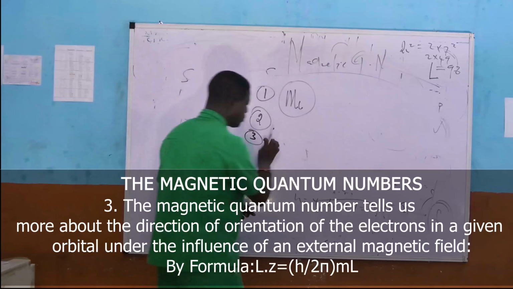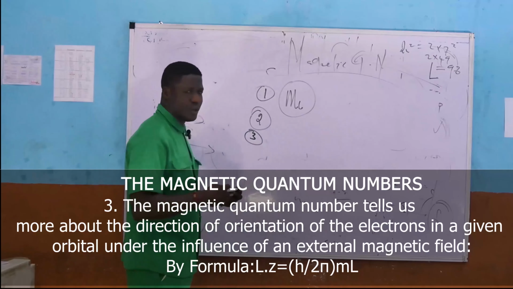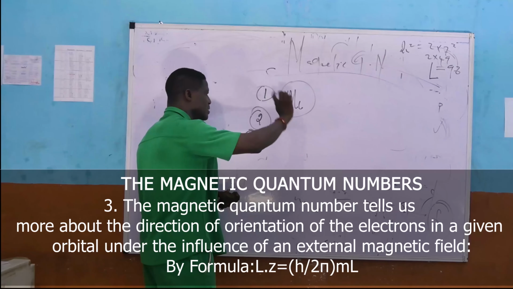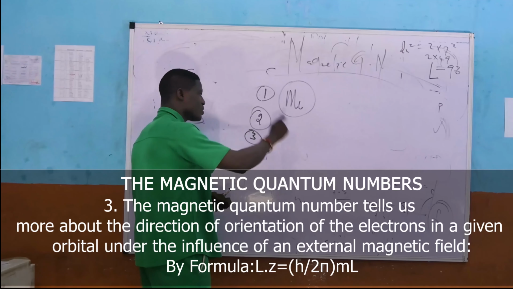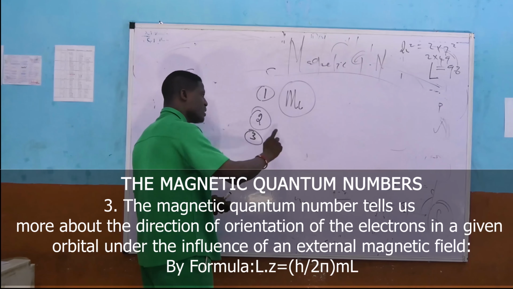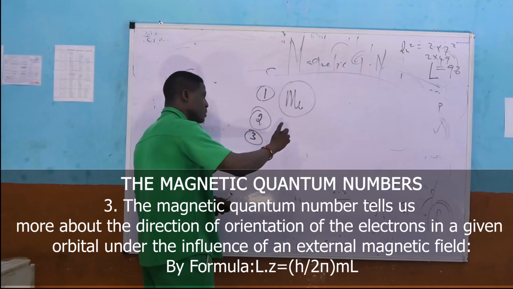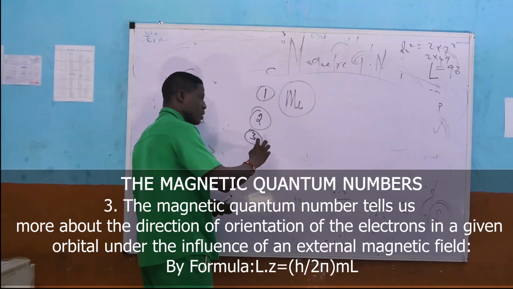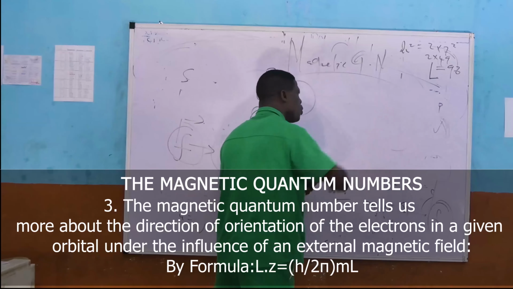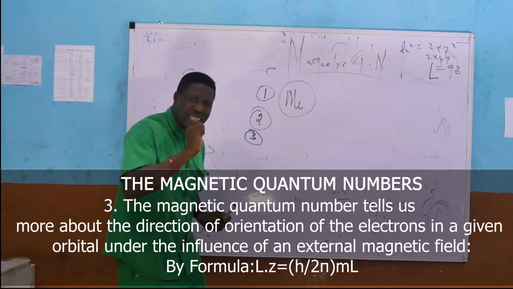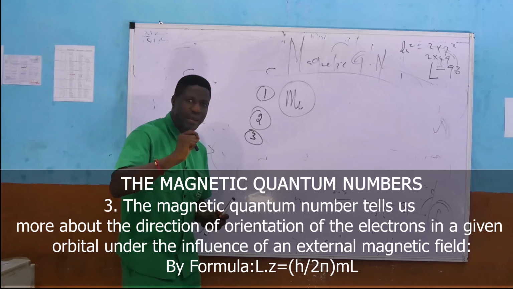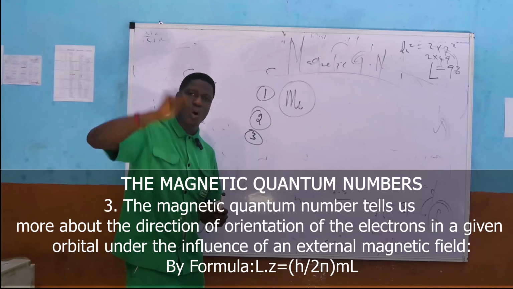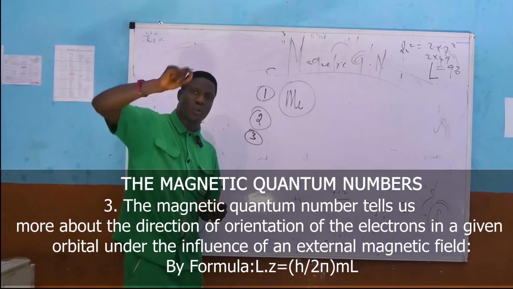Point number three, the magnetic quantum number. Take note of that. I said point number one, the magnetic quantum number is designated as m sub L. Point number two, it was discovered by Peter Zeeman in 1896 from his experiment, which is today known as the Zeeman effect. Then point number three, the magnetic quantum number was invented to determine the direction of orientation of the electrons in the atomic orbital.